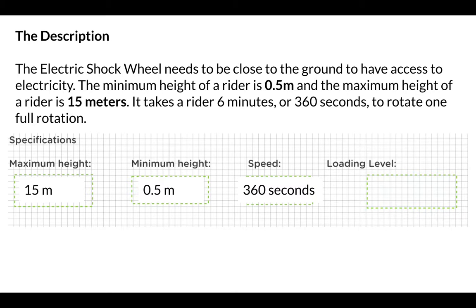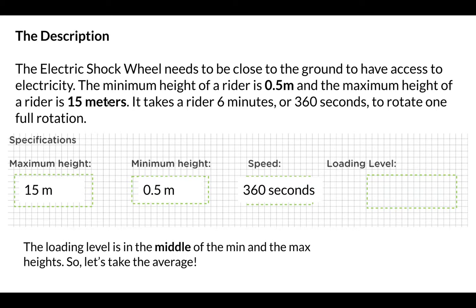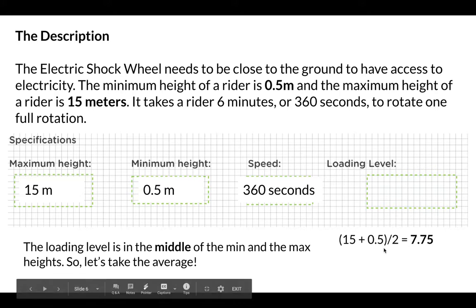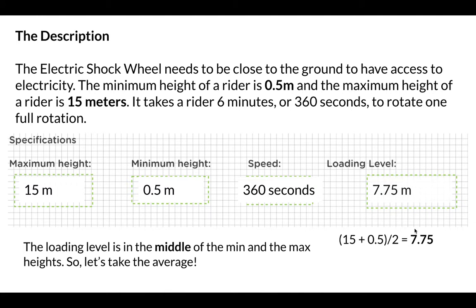Now the loading level, though, I'm going to need both the minimum height and the maximum height, because I know that the loading level is right in the middle of the min and the max heights. So I want to find the average or the middle. To find the average, you just add them together and divide by 2, and that gets you the number right in the middle. So my loading level here is 7.75 meters.